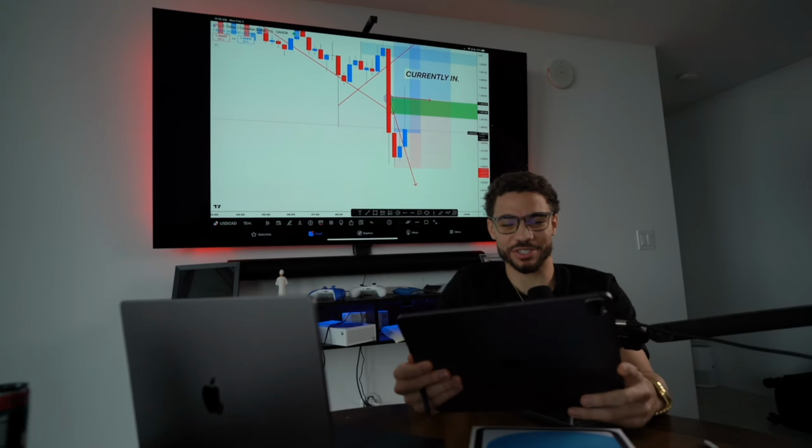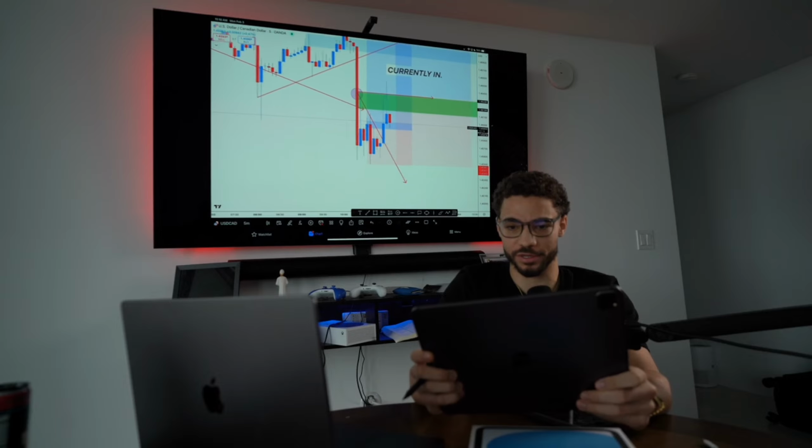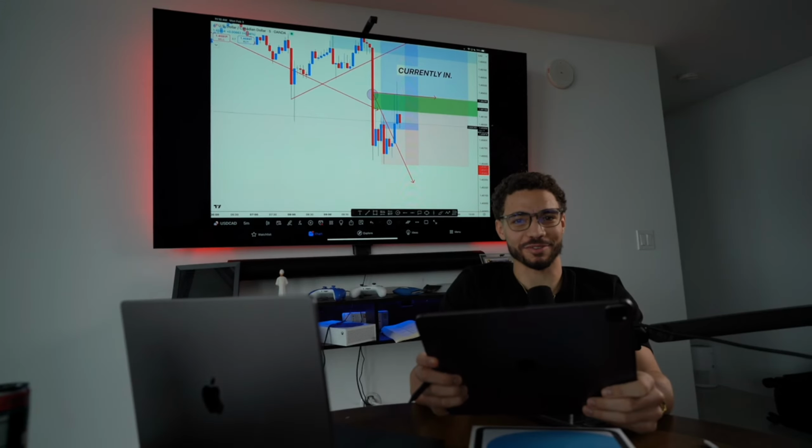Candles printing like a press conference. Yeah, bro. The way these candles are moving, it's as if Jerome Powell is just dropping bombs in the press conference.